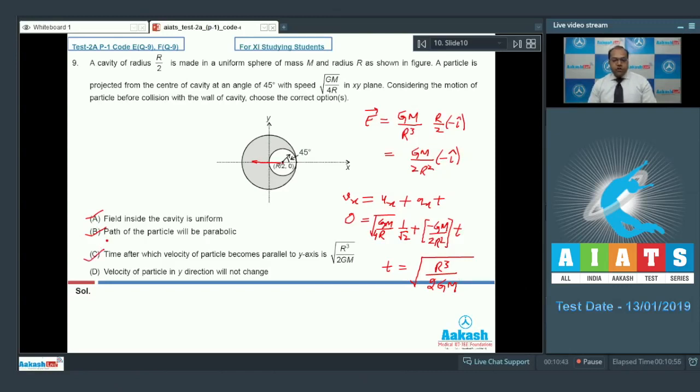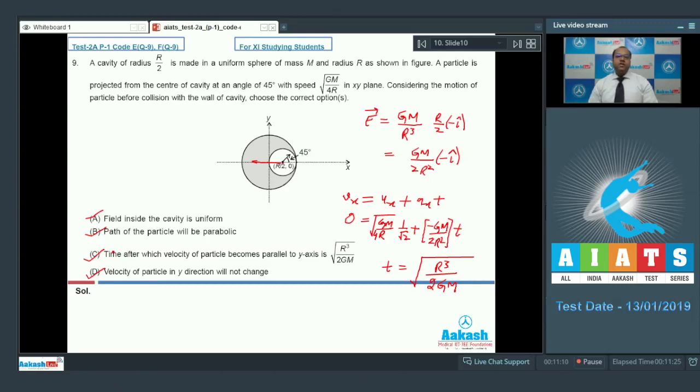In option D, velocity of particle in y direction will not change. So this option is also correct because the gravitational force on the particle acts in the negative x direction and it does not impact the y direction motion of particle. So option D is also correct. So the correct answer for question number 9 are option A, B, C and D.